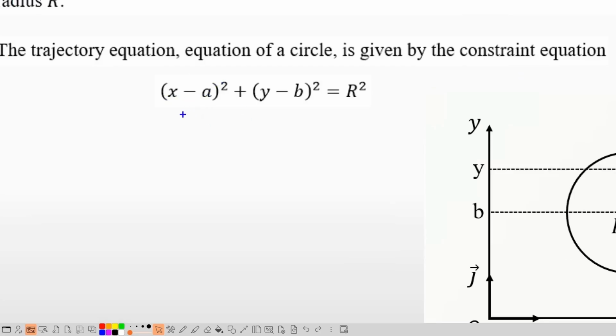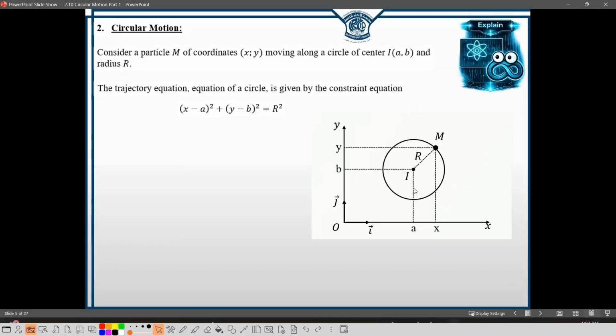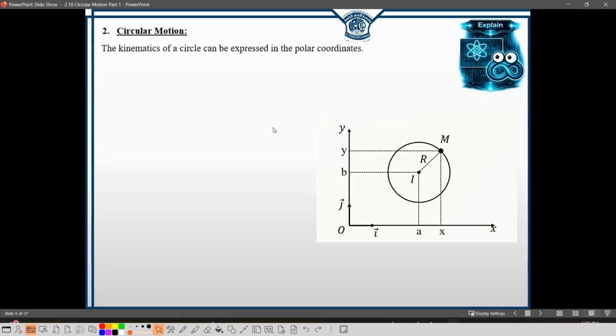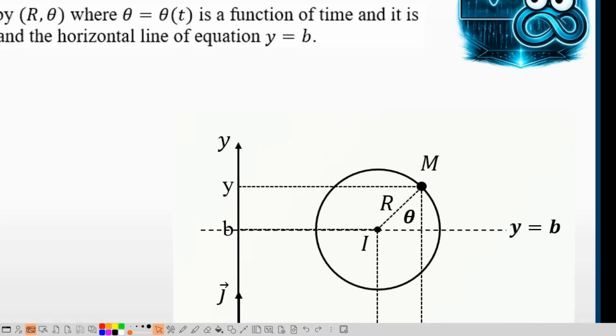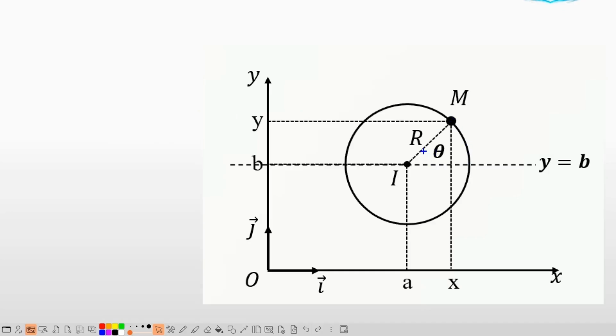Now, (x minus a) to the power of 2 plus (y minus b) to the power of 2 equals r to the power of 2, where a and b are the coordinates of the center of the circle, and r is the radius of the circle. Now, the kinematics of a circle can be expressed in the polar coordinate system. The polar coordinates are given by r and theta. Instead of describing the location via x and y, we will use a different coordinate system, r and theta, where r is the radius and theta is the angle that the object makes with some reference.